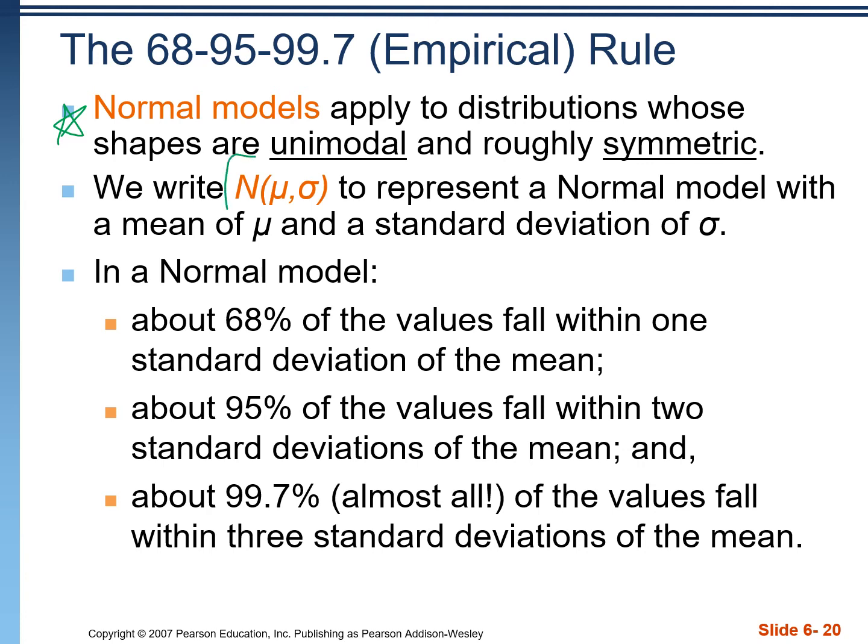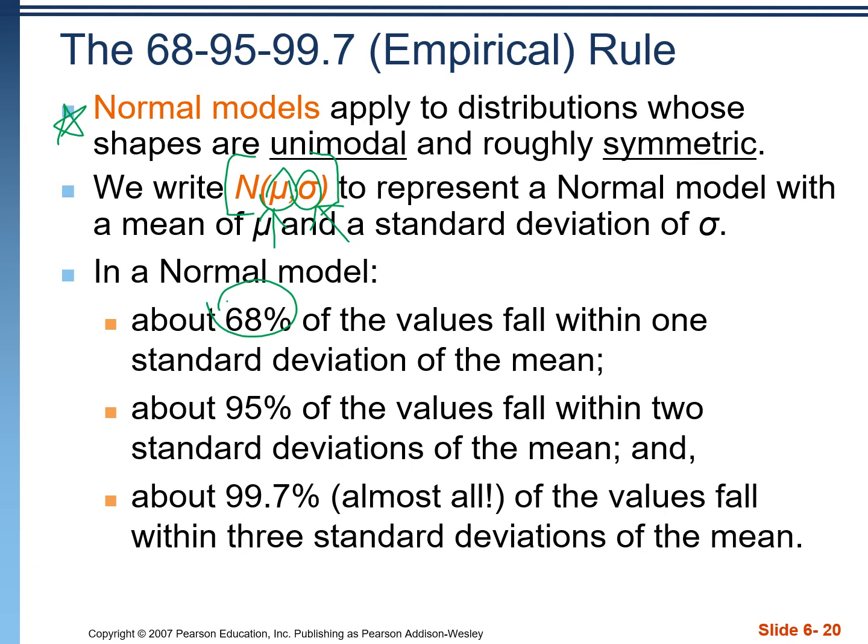So anytime we see something like this, N, parentheses, 2 numbers, that's telling us that we have a distribution that's unimodal and symmetric. It's taking that bell shape on with a mean of whatever came first, standard deviation of whatever came second. And the nice thing about normal models is that they always follow a very predictable pattern. So for example, if we move out 1 standard deviation above the mean and below the mean, about 68% of all our values are going to fall within that range, 1 standard deviation above and below the mean.